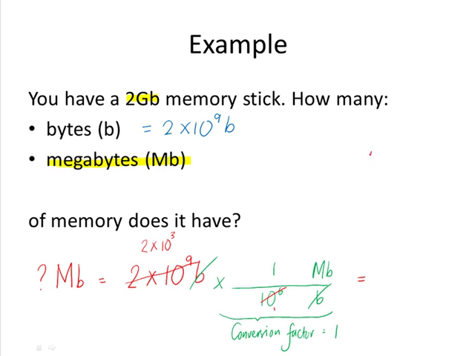When you divide numbers with exponents, you can simply subtract the exponents. So I just simply went 9 minus 6. So our answer is 2 times 10 to the power 3 megabytes. In other words, 2000 megabytes.